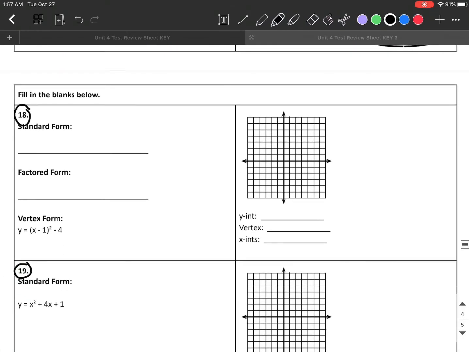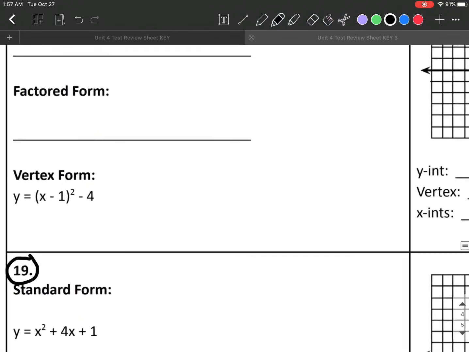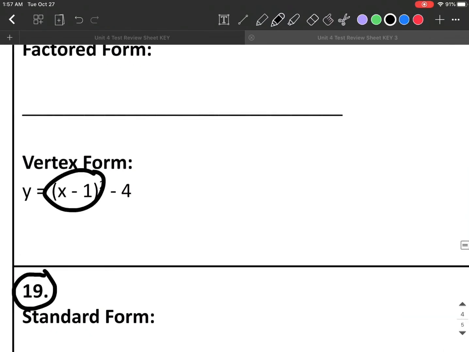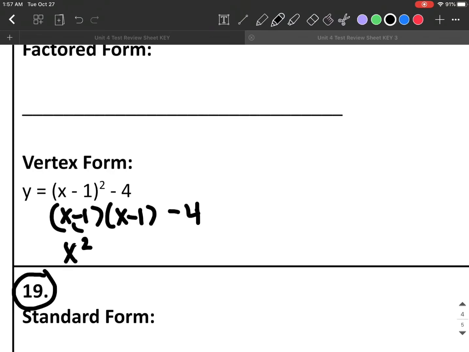And then 18, I've been given vertex form and I want to find standard form and factored form. So if I've been given vertex form, I'm just going to FOIL this thing and then simplify. I have x minus 1 times x minus 1. That's what that says, minus 4. I'm going to do x minus 1 times x minus 1. That gives me x squared, minus 1x minus 1x is minus 2x, minus 1 times minus 1 is plus 1. And then I have a minus 4 outside.